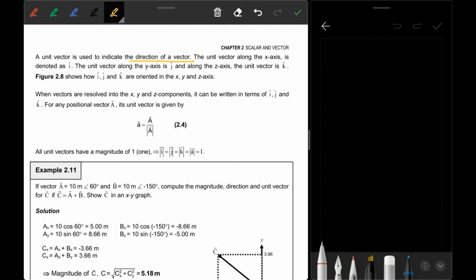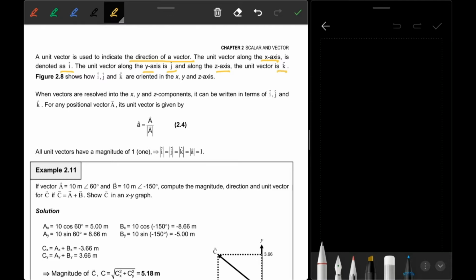The unit vector along the x-axis is denoted as i, and along the y-axis denoted as j, and along the z-axis denoted as k. So i, j, k. When I say j, automatically in your mind, j is in the y-axis. If I say unit vector k, that means the vector is along the z-axis.